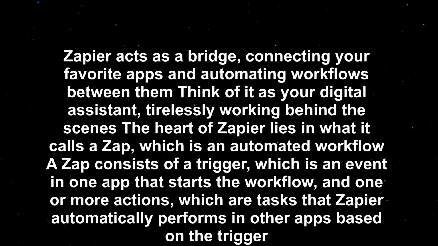Zapier acts as a bridge, connecting your favorite apps and automating workflows between them. Think of it as your digital assistant, tirelessly working behind the scenes. The heart of Zapier lies in what it calls a Zap, which is an automated workflow. A Zap consists of a trigger, which is an event in one app that starts the workflow, and one or more actions, which are tasks that Zapier automatically performs in other apps based on the trigger.